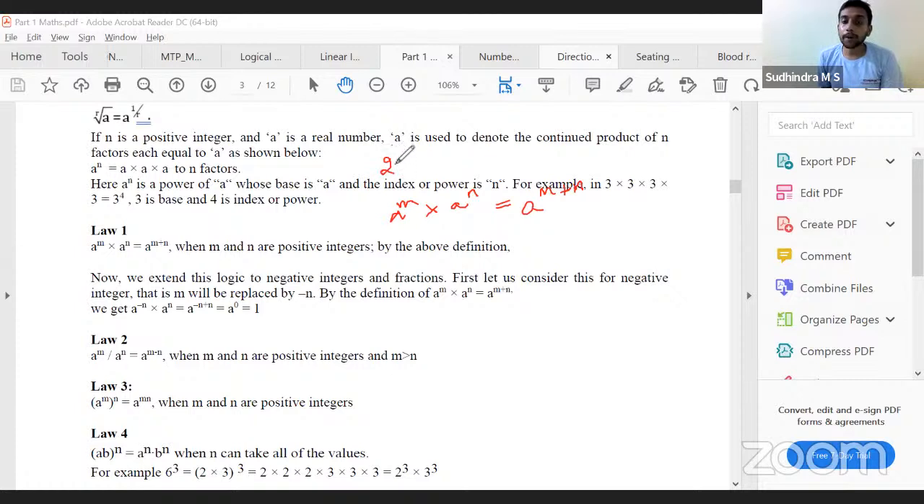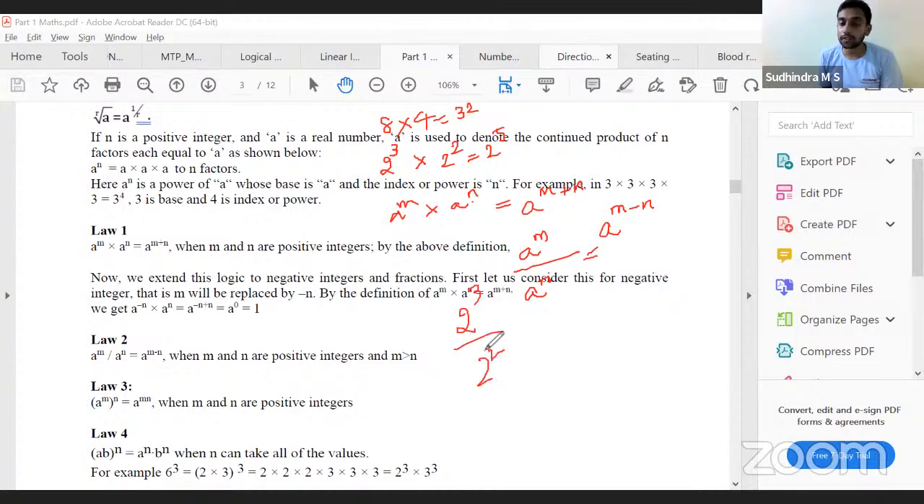Simple. 2 to the power of 3 into 2 to the power of 2. 2 to the power of 3 is 8, 2 to the power of 2 is 4, 8 fours are 32, and 32 is nothing but 2 to the power of 5. So 3 plus 2. So a to the power of m into a to the power of n is a to the power of m plus n. Similarly, a to the power of m divided by a to the power of n is a to the power of m minus n. So 2 to the power of 3 by 2 to the power of 2 is 2 to the power of 3 minus 2, which is 2 to the power of 1.